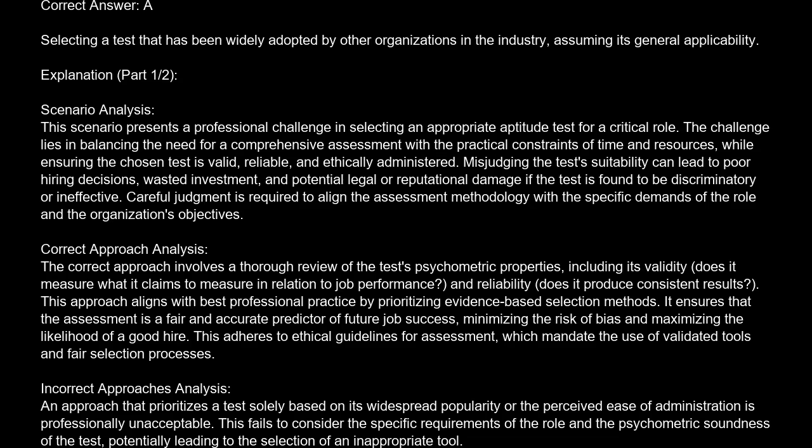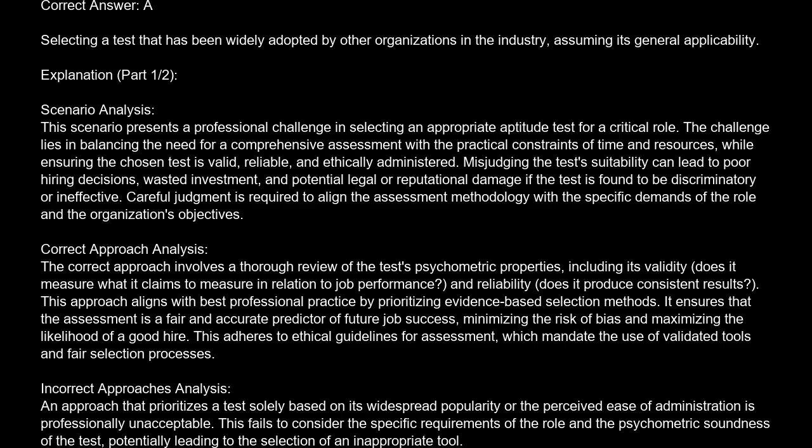The correct answer is A. Selecting a test that has been widely adopted by other organizations in the industry, assuming its general applicability. Explanation: scenario analysis. This scenario presents a professional challenge in selecting an appropriate aptitude test for a critical role.